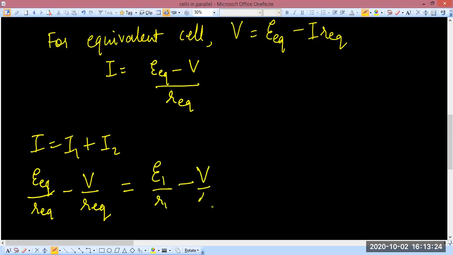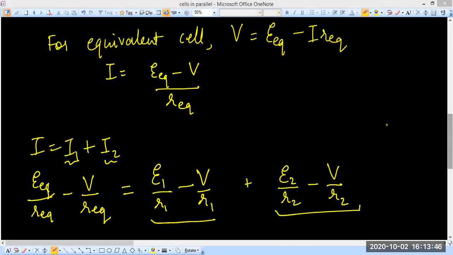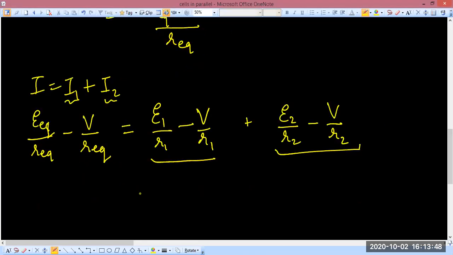Did the step make sense? I'm going to split this and write it. Okay, where are these values? This is whole I1, this is whole I2, right? So now you combine terms like this and that's it.